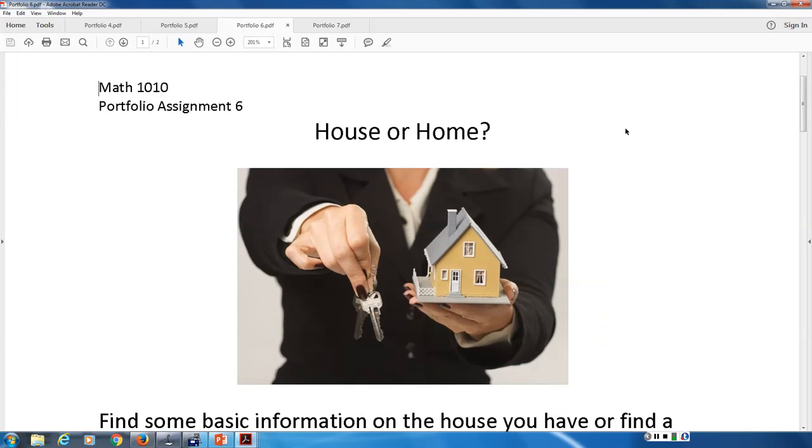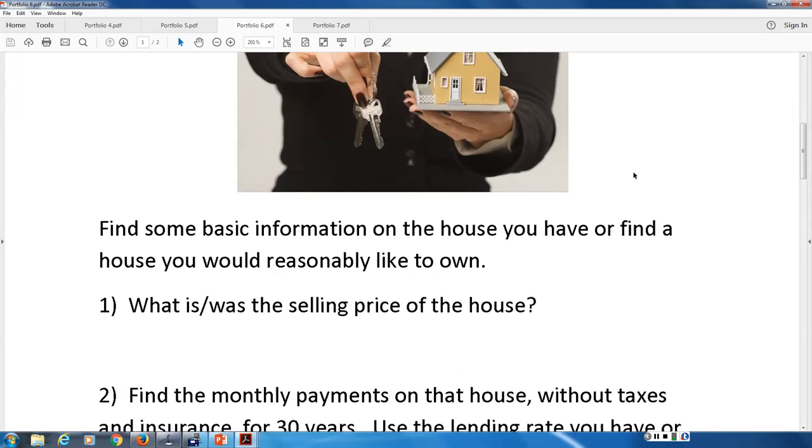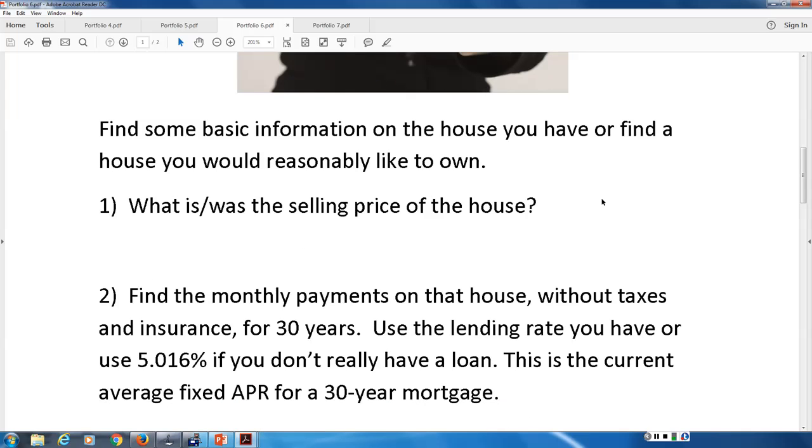Portfolio 6 is house or home. Find some basic information on the house that you have, or find a house that you reasonably like to own. You can use your local newspaper listing to do that, or you can go online.